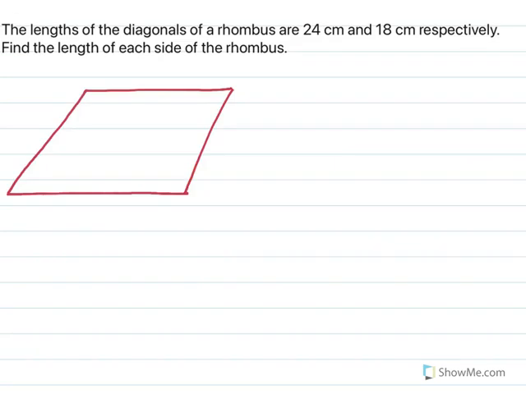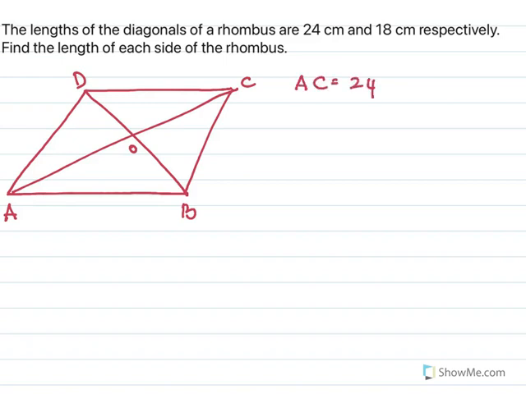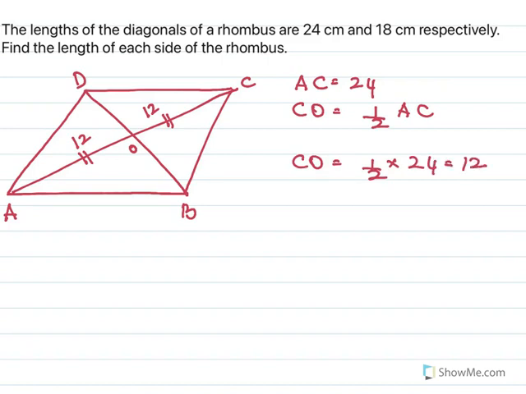The lengths of the diagonals are 24 and 18, diagonals of a rhombus. So ABCD is a rhombus. So one is 24, one is 18. They intersect. So we have AC equal to 24, which means these two are equal. So here we'll have 12 and 12. So CO equal to half of AC. And CO will be half of 24, which is equal to 12.